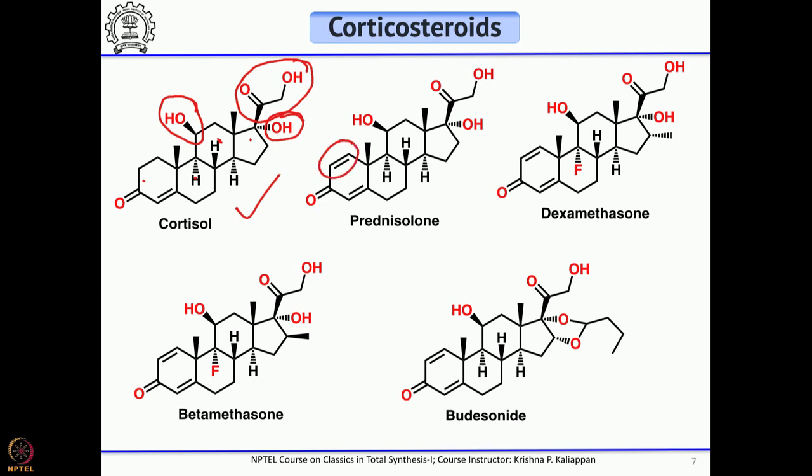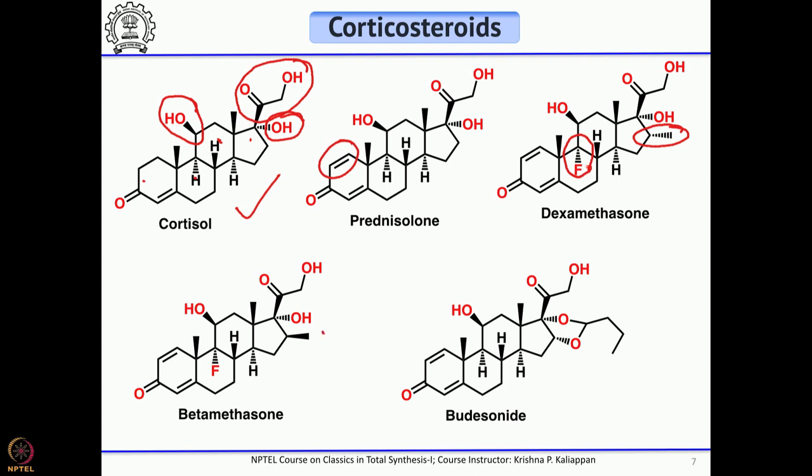And dexamethasone, you can see a very important group, fluorine in the B ring, and you also have an additional methyl group. Dexamethasone, during the COVID treatment, initially people were given dexamethasone. So this is the structure. And betamethasone is an ointment normally given for skin treatment. Generally if people have psoriasis or related diseases, they give betamethasone, which you can apply. So that is also related to dexamethasone.